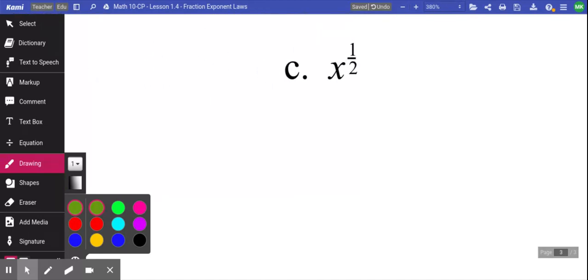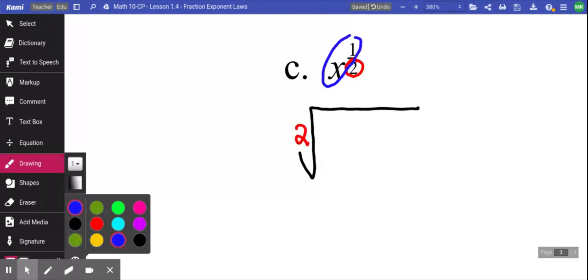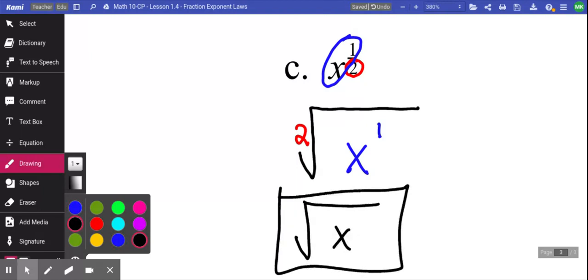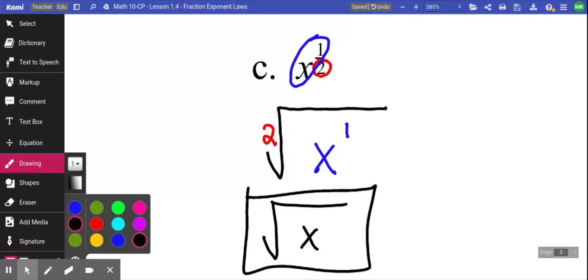This one. It's a fraction exponent. Fractions turn into radicals. The 2 right here becomes the index. The x to the power of 1 stays as the radicand. If you didn't put the 2 or the 1 and you put root x, that is perfect too. Remember, the 1 can be invisible, the 2 can be invisible. As if math wasn't hard enough, they make numbers invisible.